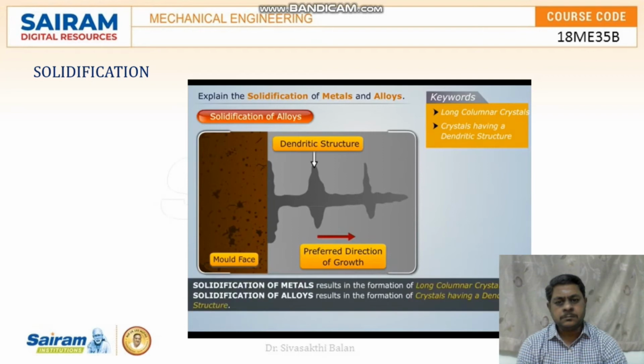Thus, we can say that solidification of metal results in the formation of long columnar crystals, and solidification of alloy results in the formation of crystals having a dendritic structure.